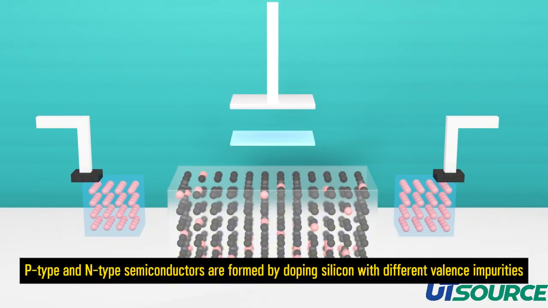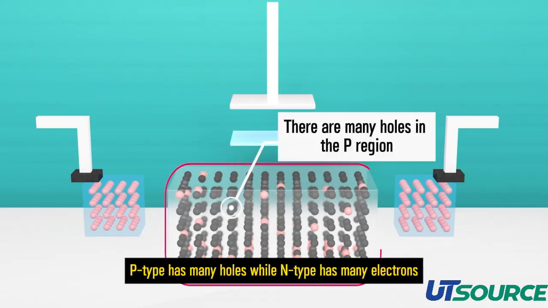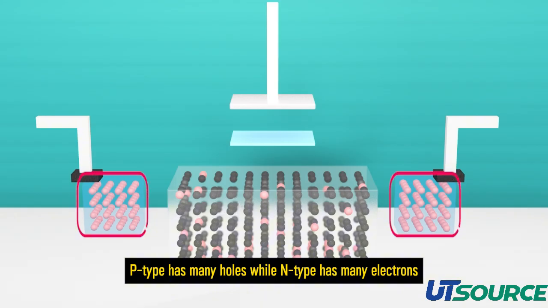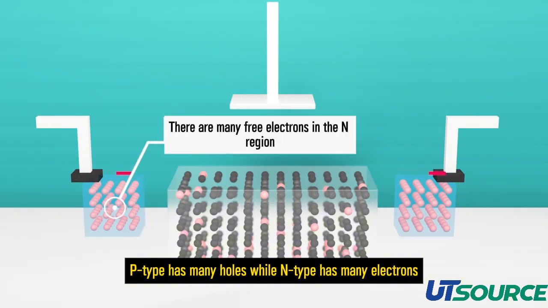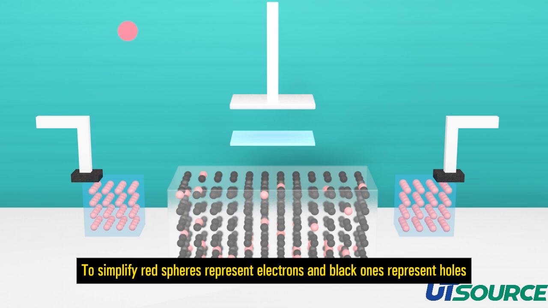P-type and N-type semiconductors are formed by doping silicon with different valence impurities. P-type has many holes while N-type has many electrons. To simplify, red spheres represent electrons and black ones represent holes.